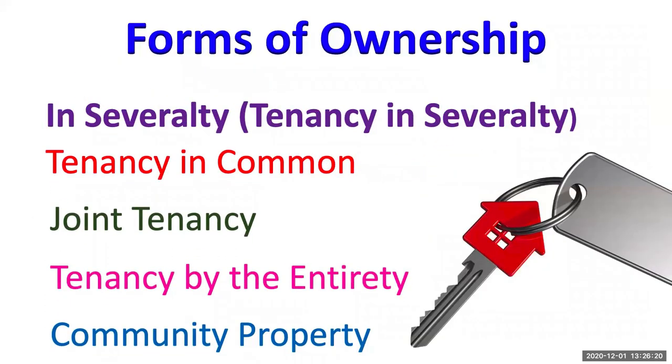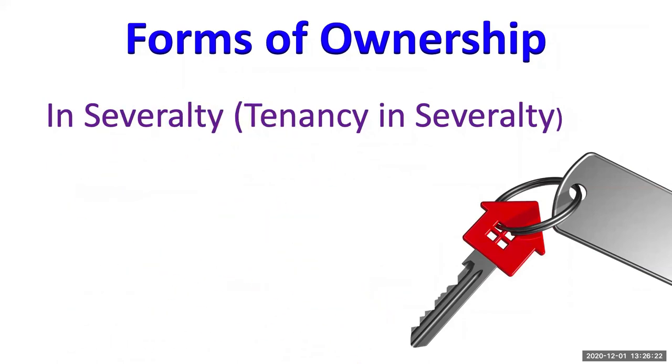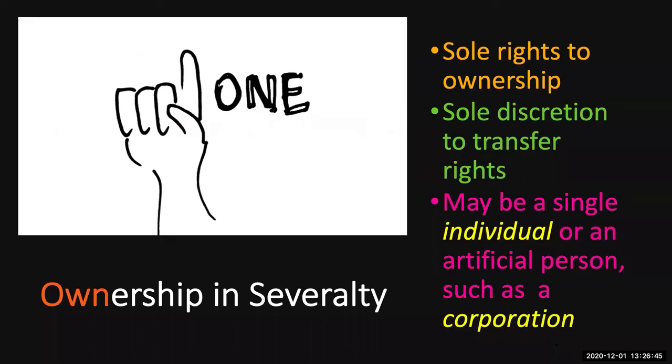Here are the forms. Okay, so we're going from the type of ownership, freehold and non-freehold, because non-freehold is renting, freehold is owning, to the forms of ownership. The first one is called severalty. And see sever? Anybody see the word sever in there? To sever all ties. That's what that means. Tenancy in severalty. If you sever all ties, that means you own it by yourself. No one else owns it.